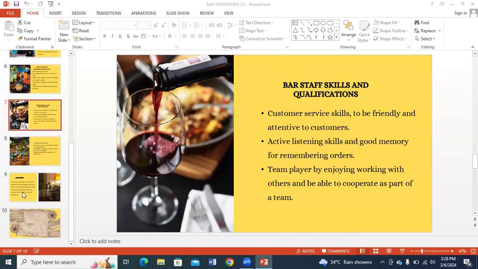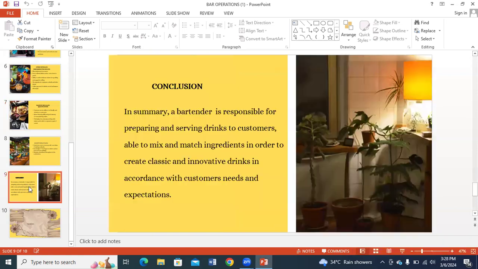So thereby, in summary, as a bartender, you should be very responsible and comply with the rules so that you're able to give out the best of the services, and have the ability and the knowledge to mix various ingredients and come up with very classic creations. So therefore, innovativeness is a key skill for a bartender.